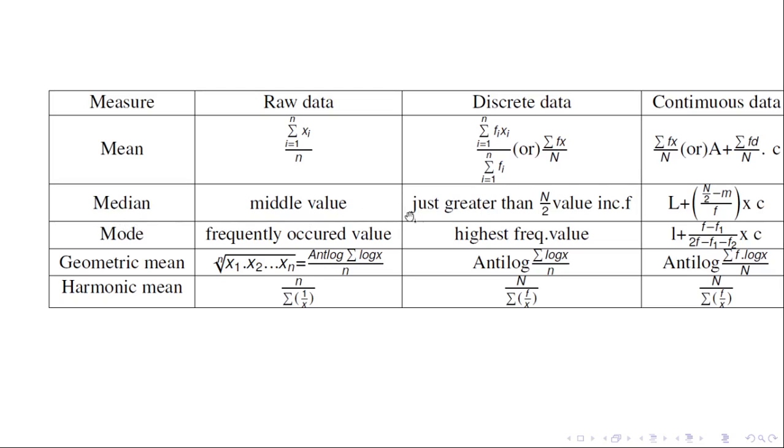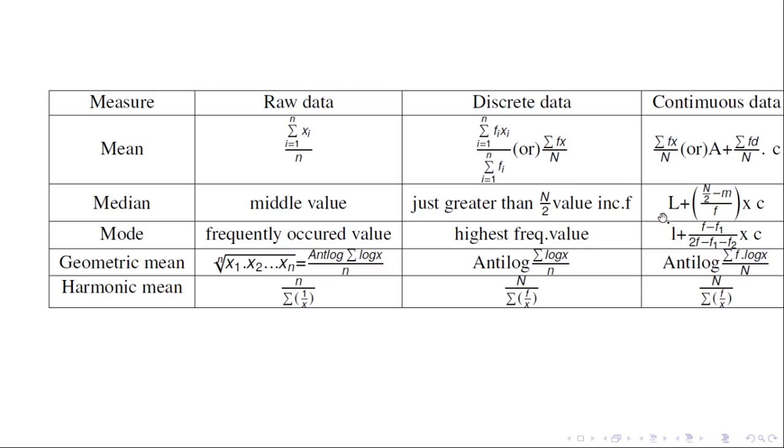Median is the middle value. We first calculate cumulative frequency for discrete data. Median is the value of the variable just greater than n by 2 in the cumulative frequency. Similarly, in case of continuous data, it is given by L plus ((n by 2 minus m) by f) into c.